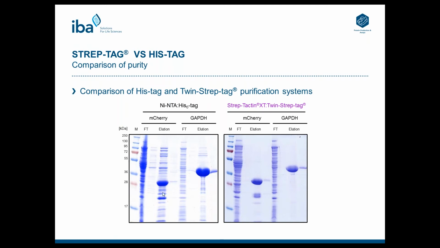And the main protein portion is usually eluted, concentrated in the second elution step. For both proteins, you can clearly see that the purity after the Strep-tag purification is very high and that no further purification step would be necessary before you use the protein for further applications.